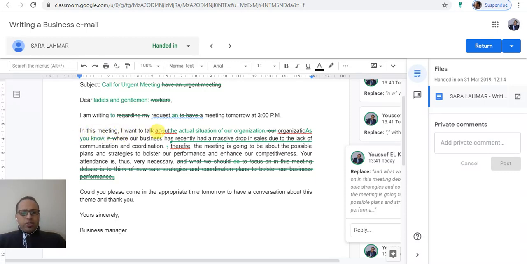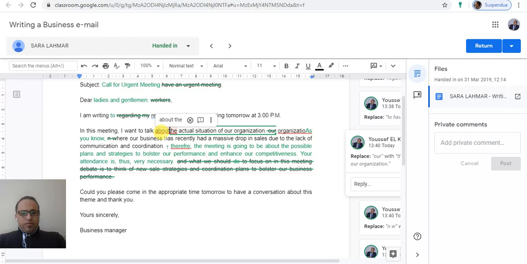Let us give it a second read. In this meeting, I want to talk about the actual situation of our organization. Full stop, very short sentence, very clear. As you know, our business has recently had a massive drop in sales due to the lack of communication and coordination. Full stop. Therefore, the meeting is going to be about the possible plans and strategies to bolster our performance and enhance our competitiveness. Full stop. Your attendance is thus very necessary.